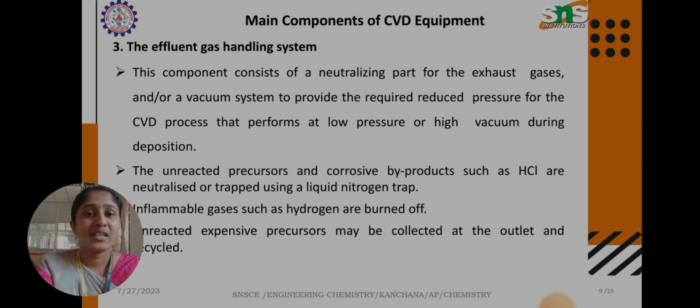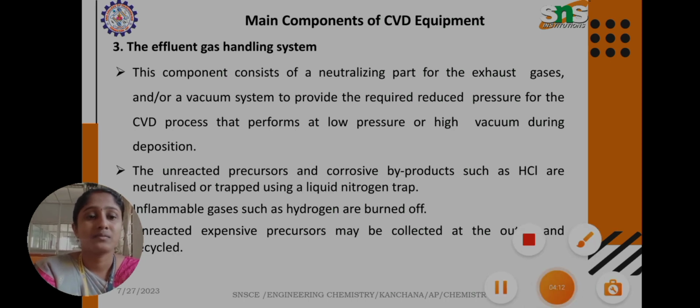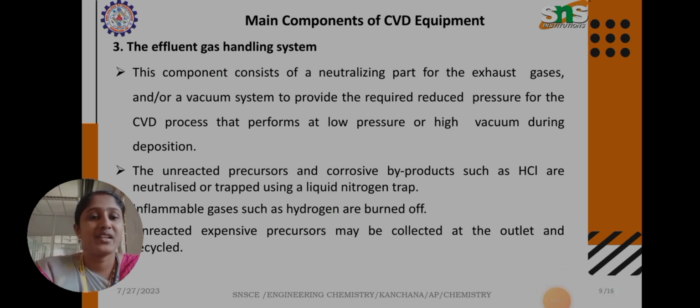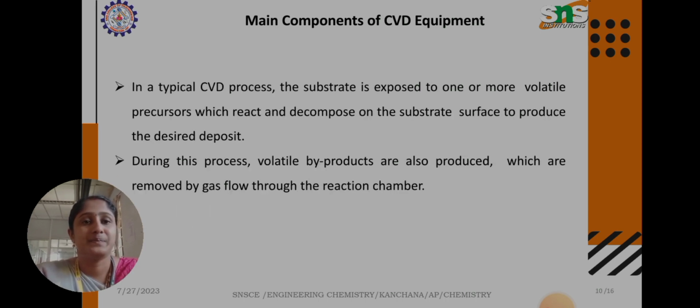And another one, the effluent gas handling system. This component consists of a neutralizing part for the exhaust gases and/or a vacuum system to provide the required reduced pressure for the CVD process that is performed at low pressure or high vacuum during deposition. The unreacted precursors and corrosive byproducts such as HCl are neutralized or trapped using a liquid nitrogen trap. Inflammable gases such as hydrogen are burned off. Unreacted expensive precursor may be collected at the outlet and then recycled.